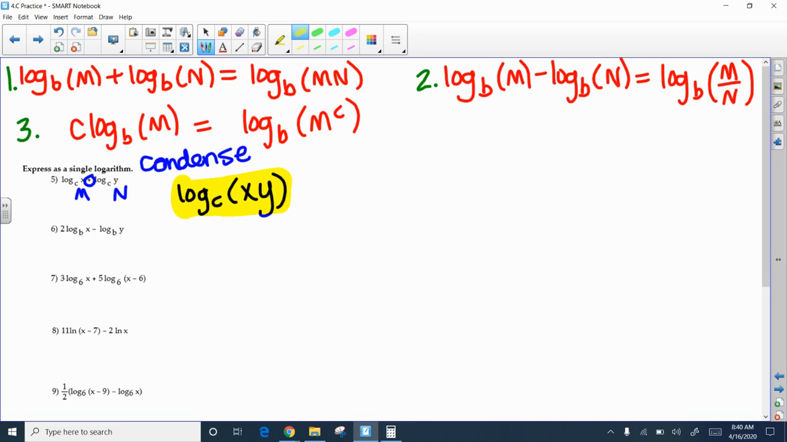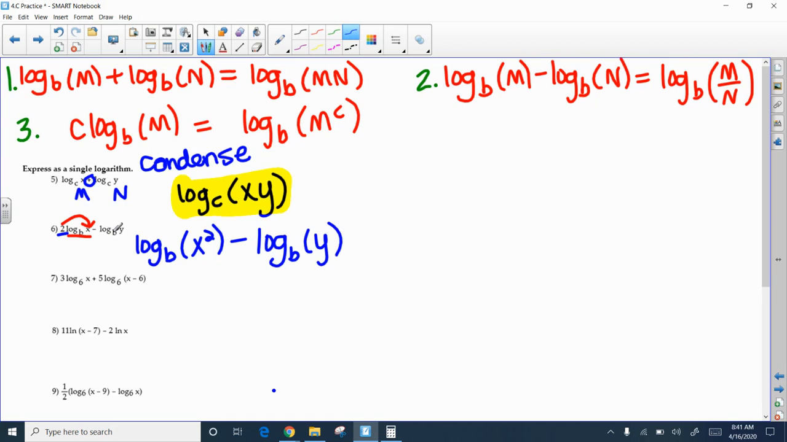All right, number 2. I see it has the subtraction sign in between, but before I can do anything with the subtraction, I have to do something with this constant in the front. So first, this 2 in the front is only in front of the log base b of x. So when I use property 3 here, I'm only putting it to the exponent of the x. So then I could rewrite this as log base b of x squared minus log base b of y. Notice here it's not written with parentheses around the x and the y. I usually write it with parentheses just out of habit.